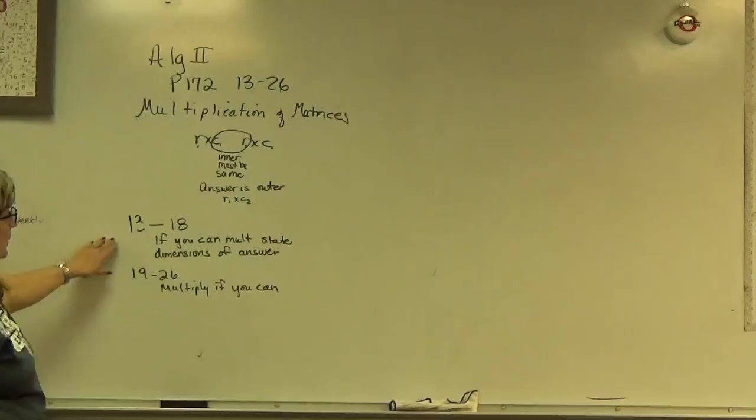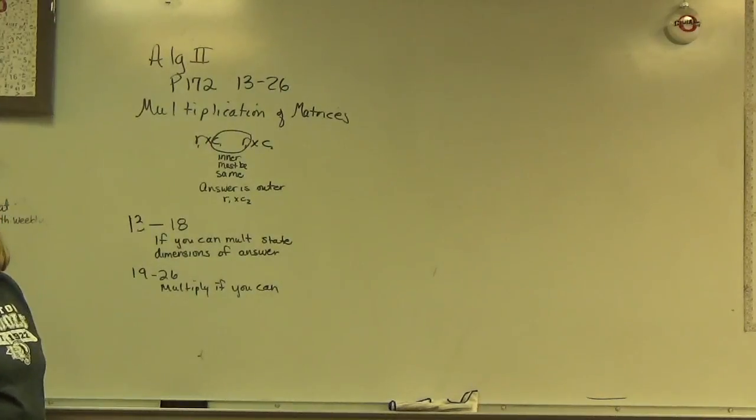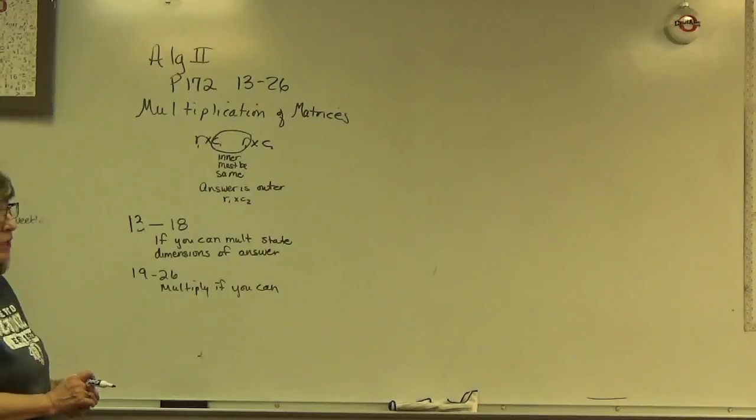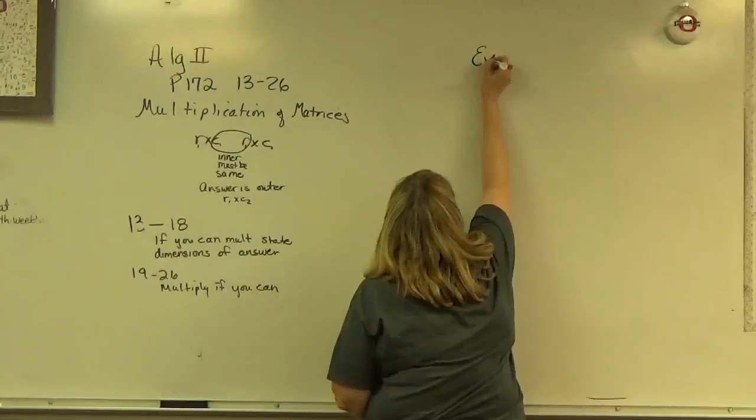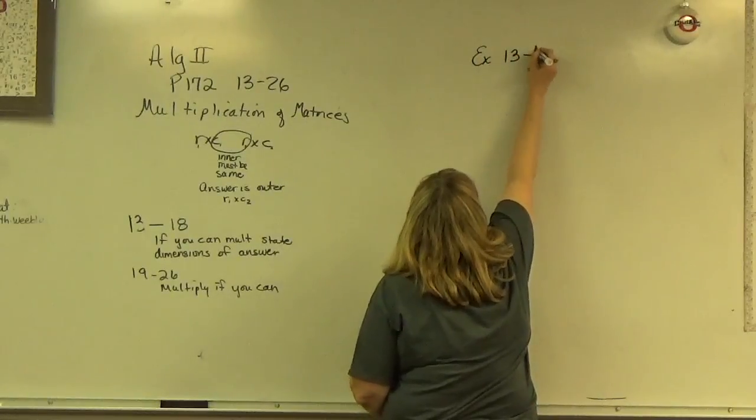So basically, 13 through 18, all you're going to do is state what the answer's dimensions are going to be. You don't have to do any multiplication, but 19 through 26 you're actually going to do. So examples for 13 through 18.